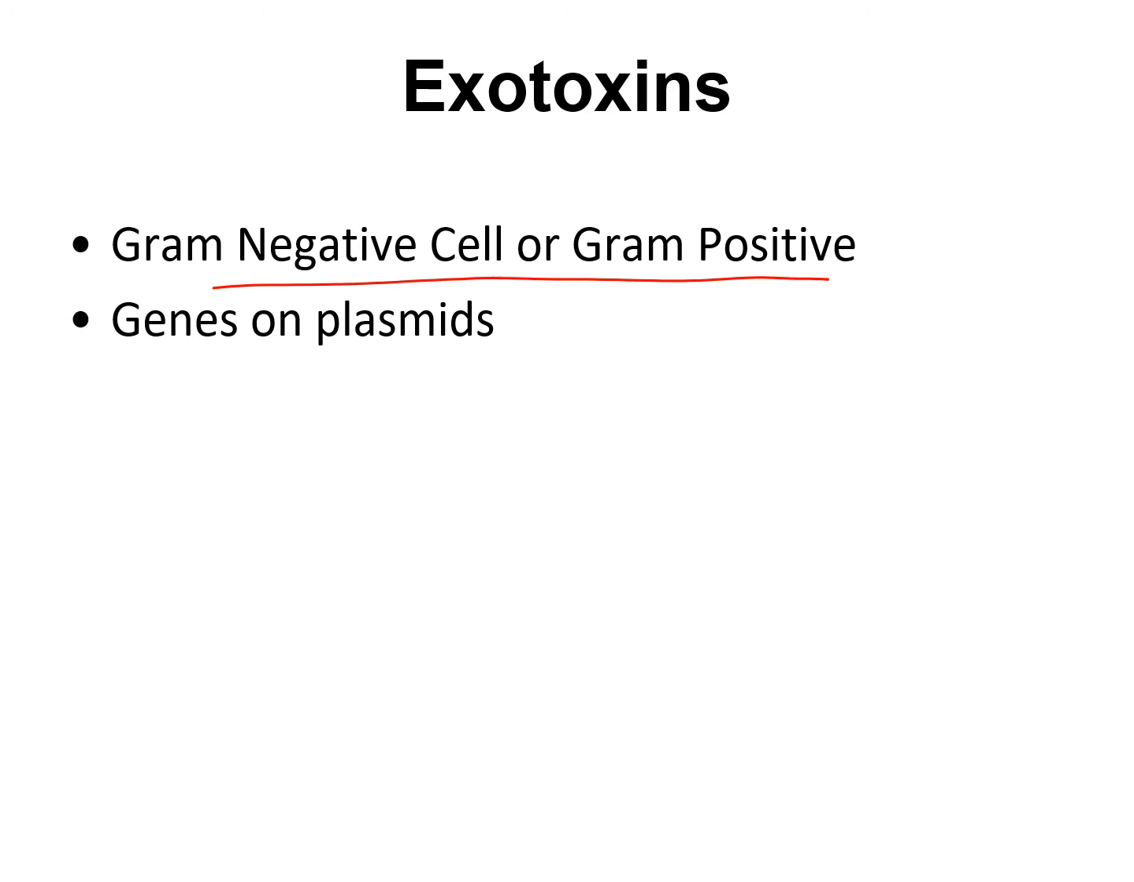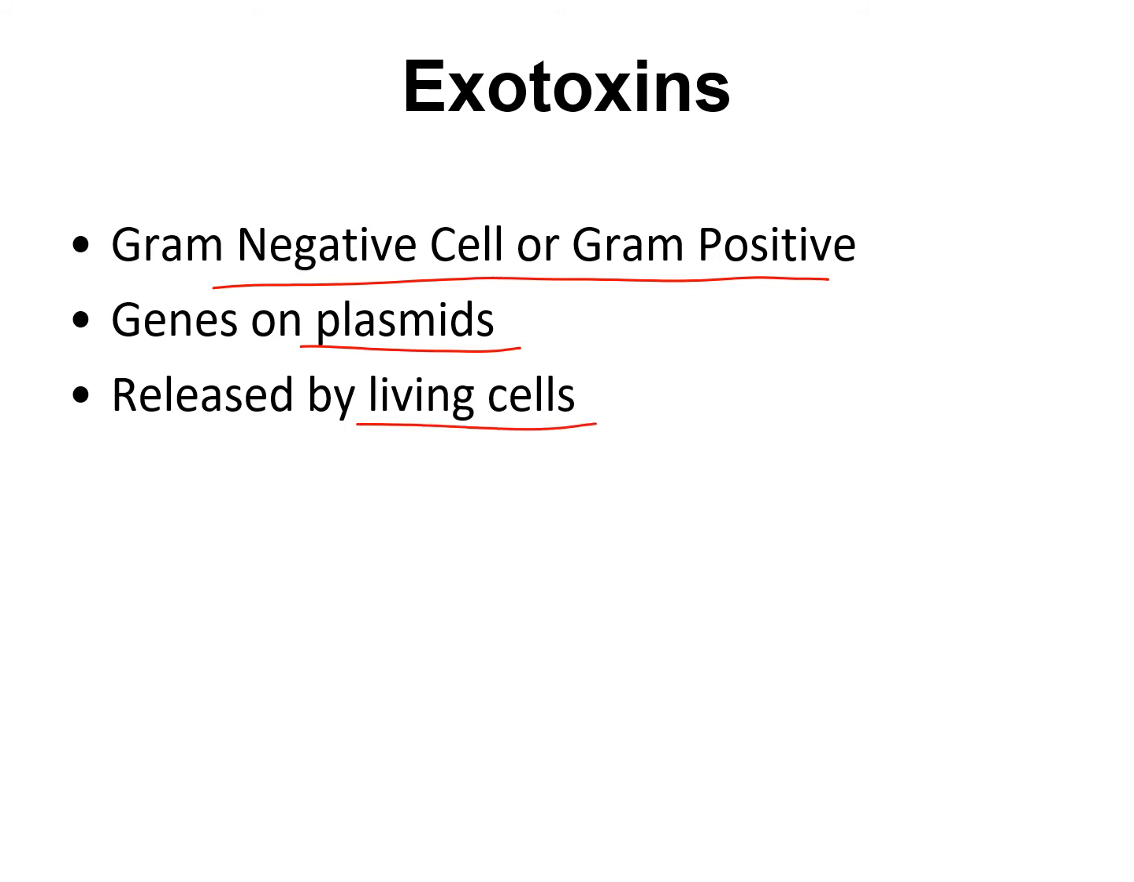These genes are often found on plasmids. Back at the beginning of the semester when I talked about plasmids, I mentioned that they have antibiotic resistance genes and toxin genes. So that's where you find most of the genes that encode for the exotoxins. Also mentioned before, exotoxins have to be produced and secreted by living cells. So if you kill the cell, then that cell can no longer produce exotoxins.